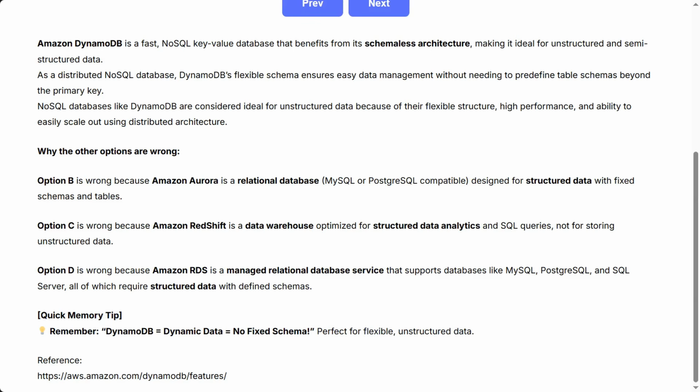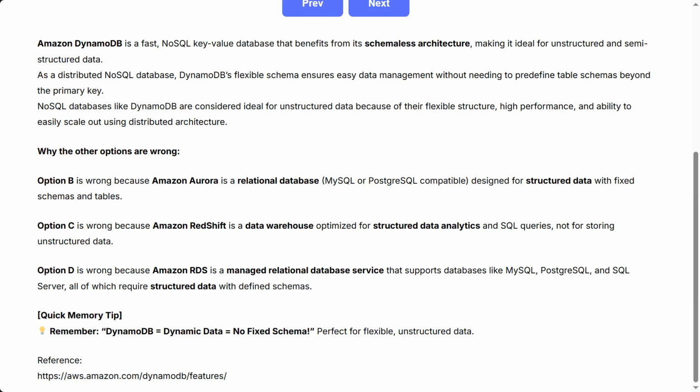Option D is wrong because Amazon RDS is a managed relational database service that supports databases like MySQL, PostgreSQL, and SQL Server, all of which require structured data with defined schemas. Remember, DynamoDB equals dynamic data equals no fixed schema, perfect for flexible, unstructured data.